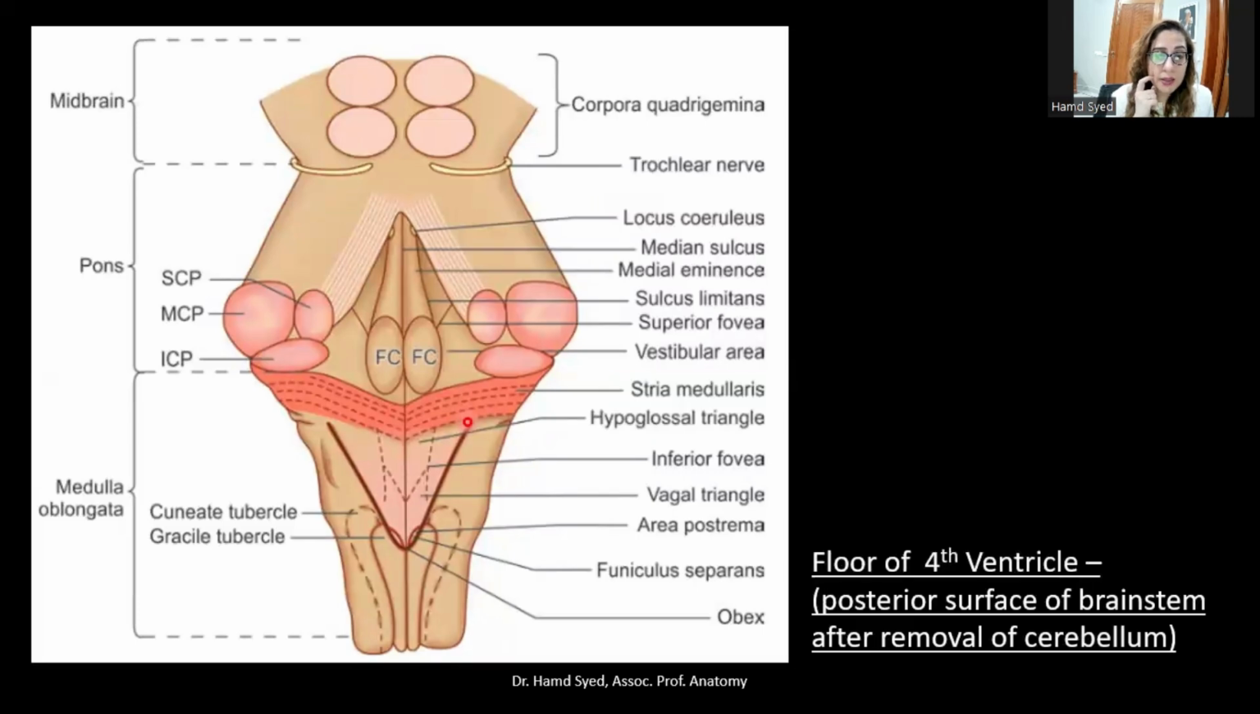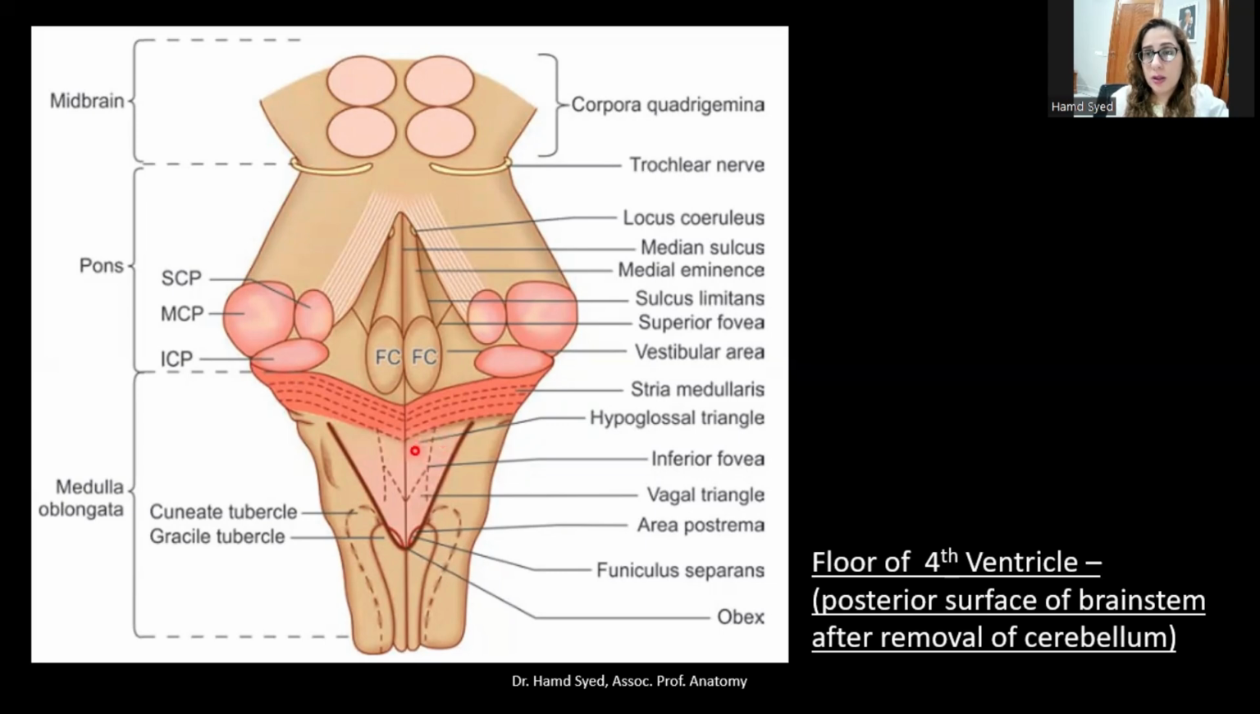Looking again at the posterior view of the fourth ventricle, the floor of the fourth ventricle, if we look at the lower part of this rhomboid fossa, we can see that there is an extension of the lower aspect of our sulcus limitans to form a depression known as the inferior fovea. Medial to this inferior fovea lies the hypoglossal triangle, and lateral to it is the vagal triangle.